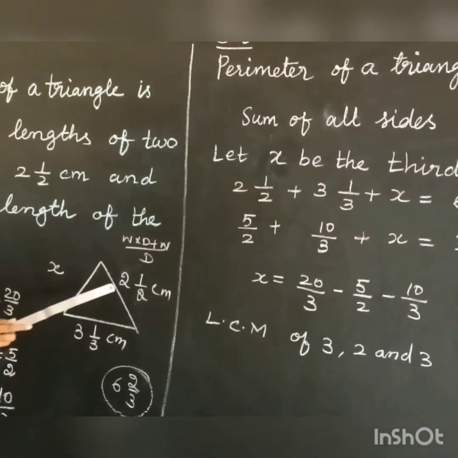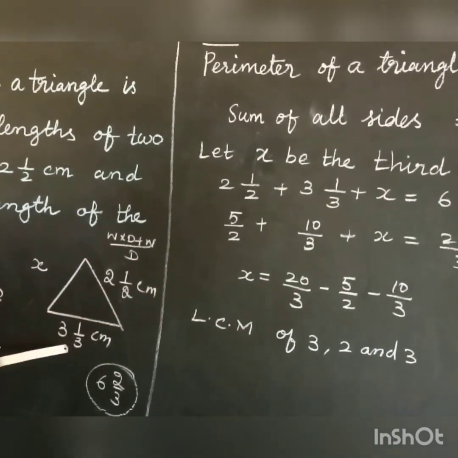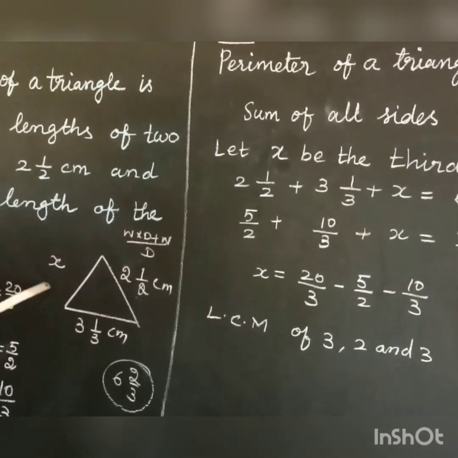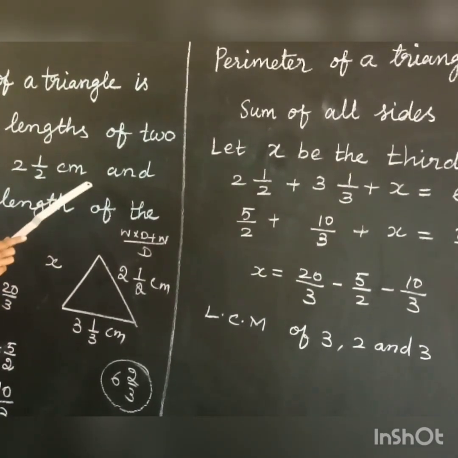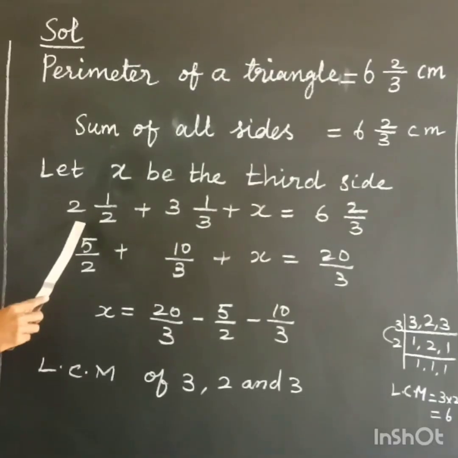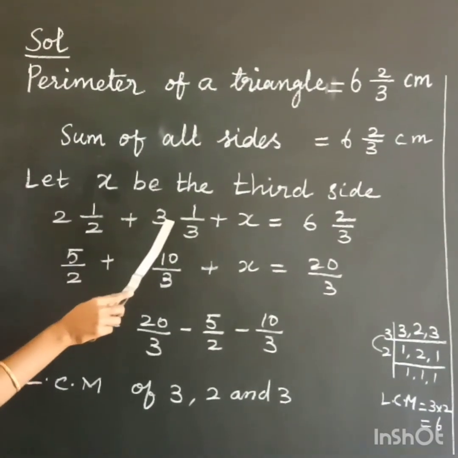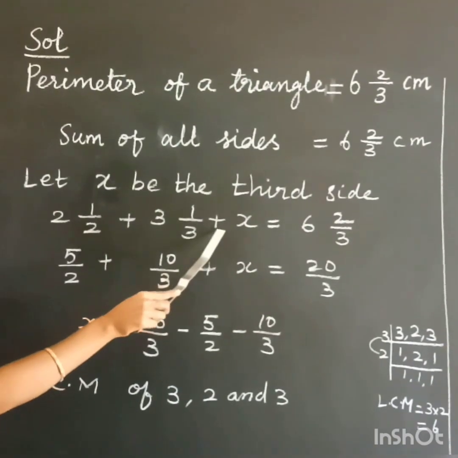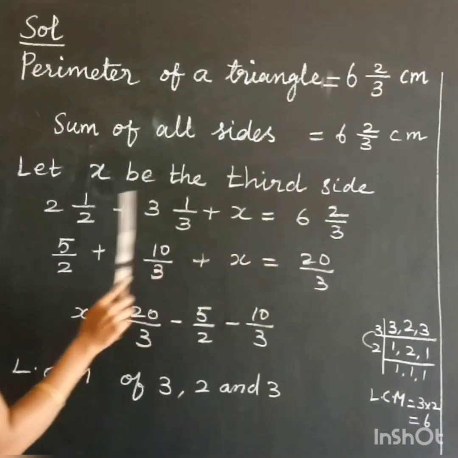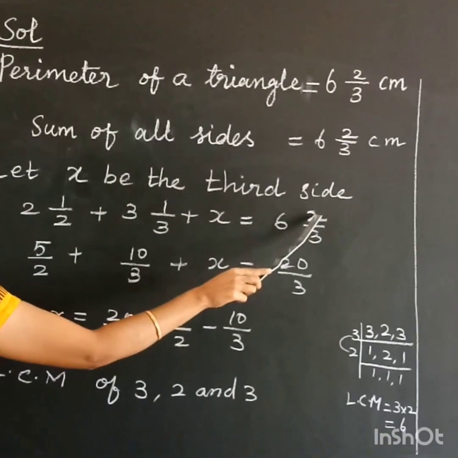See the triangle, we are taking the first side as 2 1/2 centimeter and the second side as 3 1/3 centimeter and the third side is the unknown value. That is not given in your sum, so we take it as x. And we have to add the 3. So the first side 2 1/2 plus second side 3 1/3 plus the third side x is equal to the perimeter, sum of 3 sides, which is 6 2/3.